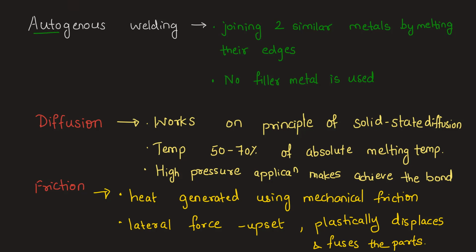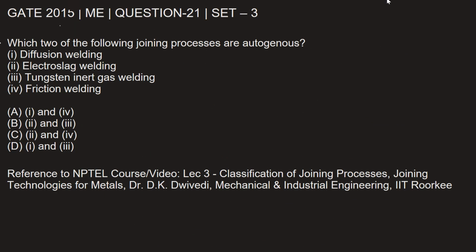So let's go back and choose the correct option and mark it. Diffusion welding given in number 1 and friction welding given in number 4. Number 1 and number 4 are paired together in the option A. And therefore option A is correct.